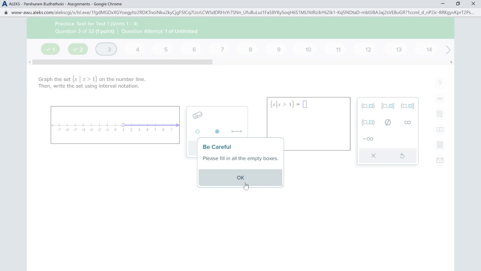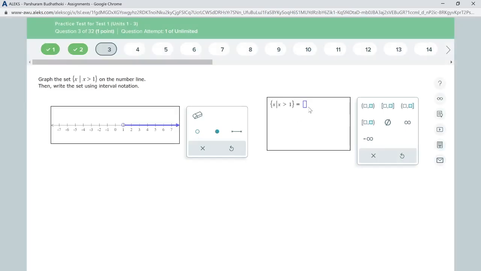You have to fill in all the empty boxes. Oh yeah, here is the empty box. Then write the set using interval notation. So if you want to write this in interval notation, because 1 is not included, you have to use the parenthesis for the positive 1, and then there is no boundary on the right side, so it goes up to positive infinity.